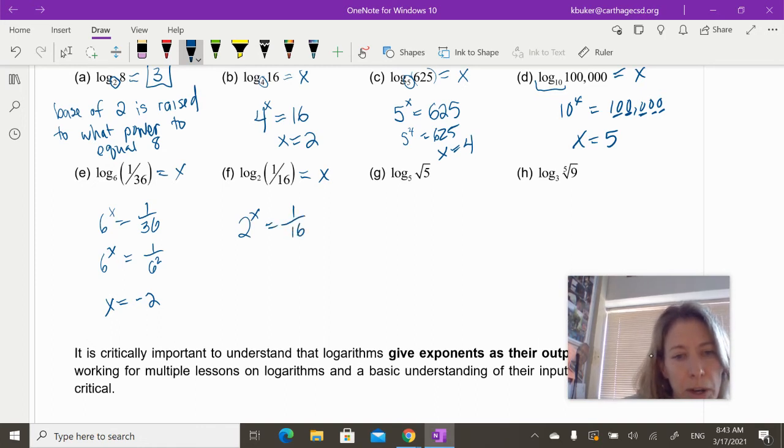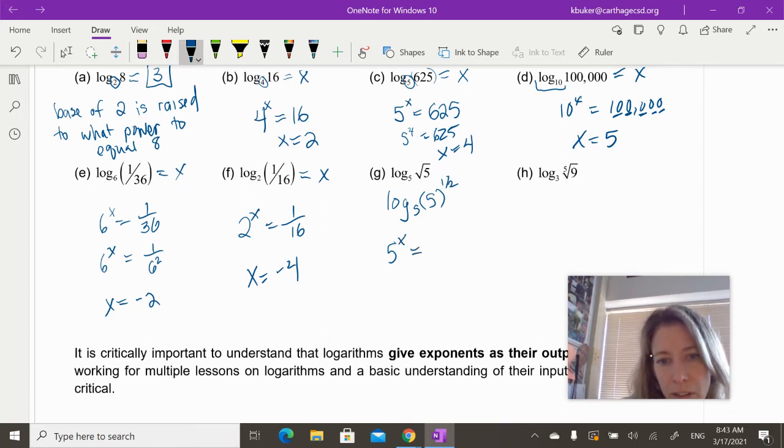Well, I know 2 to the 4th power is 16, so x must equal negative 4. All right, another way of writing log base 5 of the square root of 5: well, the square root of 5 is 5 to the 1/2 power. If you write it like this, it makes it super easy, because basically you're saying 5 to what power is 5 to the 1/2 power? So x would have to equal 1/2 here.